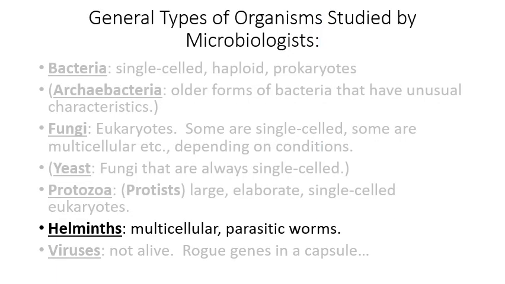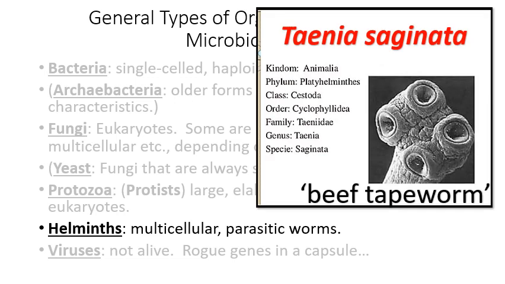Helminths are multicellular parasitic worms. This is a multicellular parasitic worm called Taenia saginata, also known as the beef tapeworm. This is an electron microscope image of Taenia saginata's head, which is referred to as a scolex. We'll talk about that later. And it is very small, but when a Taenia saginata grabs hold of the inside of your intestine and starts absorbing your food, it gets bigger and bigger until it becomes enormous.